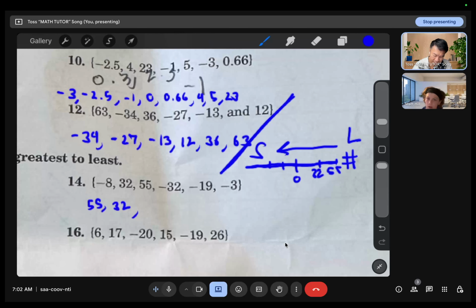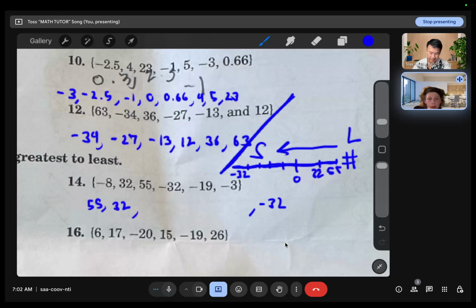What number should be around here first? I'll give you a hint. The big negative 32 is going to be the last one. See that? It's further away from 0. Think about that: negative 32 will be further away from 0. Therefore, it'll be the last one.